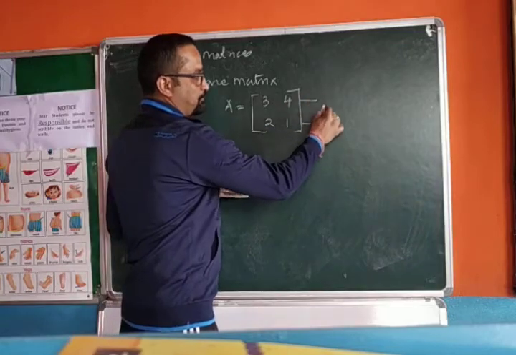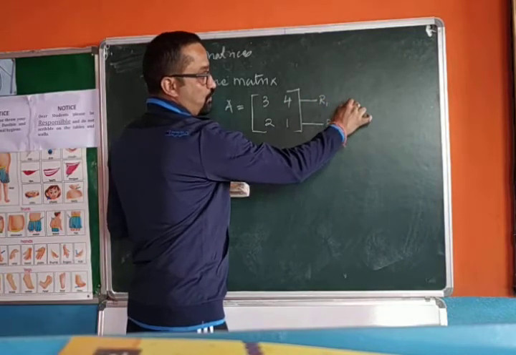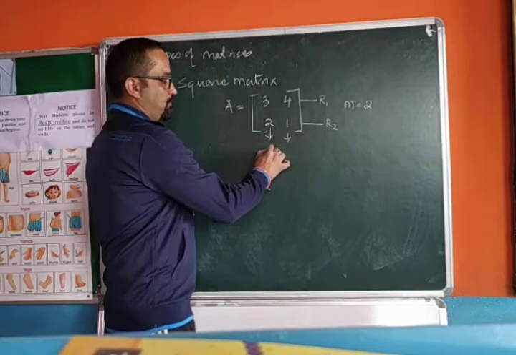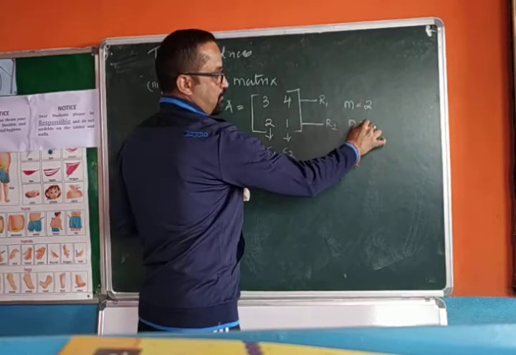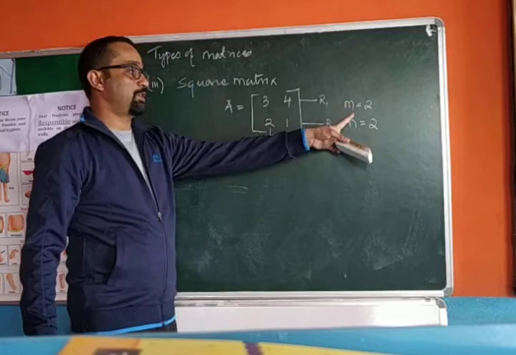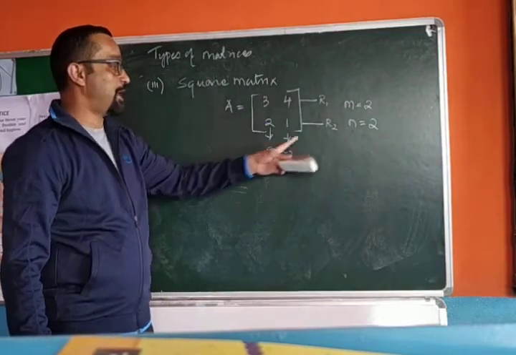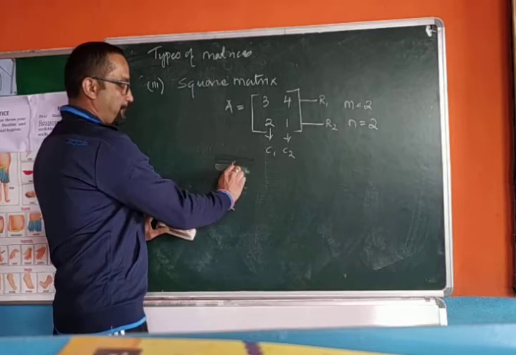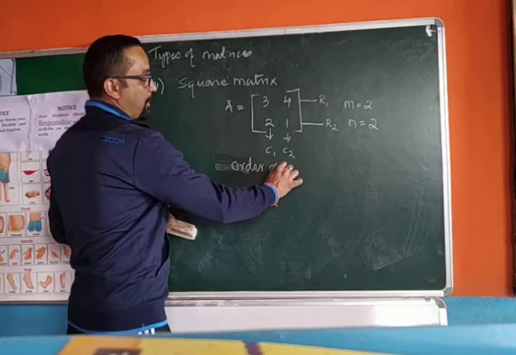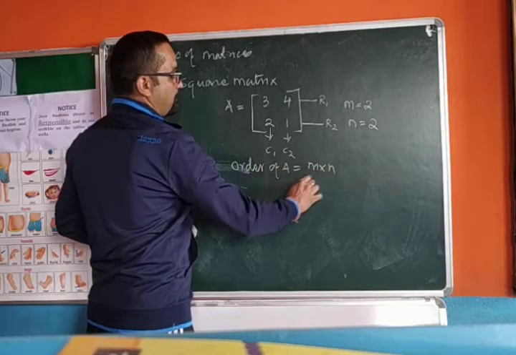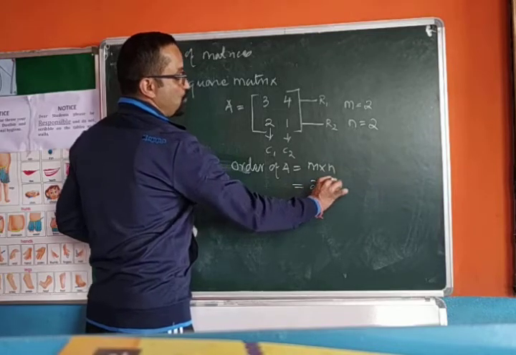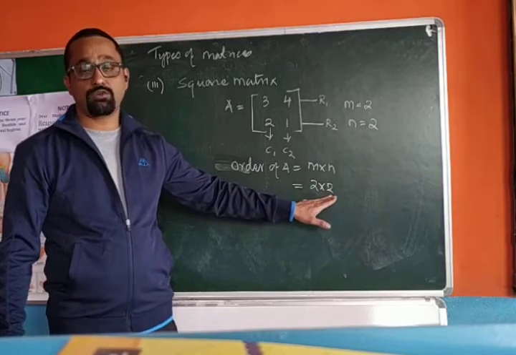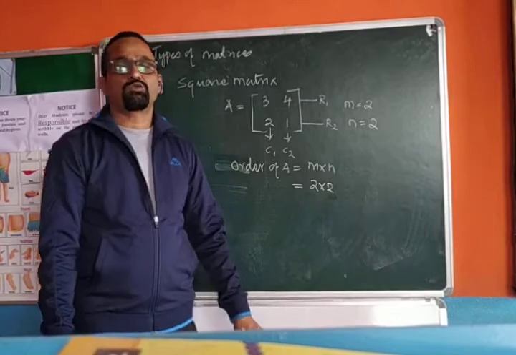How many rows? There are 2 rows, so M, which stands for rows, is 2. How many columns? 2 columns. Since the number of rows is equal to the number of columns, this given matrix is called a square matrix. Now we can calculate the order of A. N cross N. N is 2, N is 2. So if you have a matrix whose number of rows is equal to the number of columns, the matrix is called a square matrix.